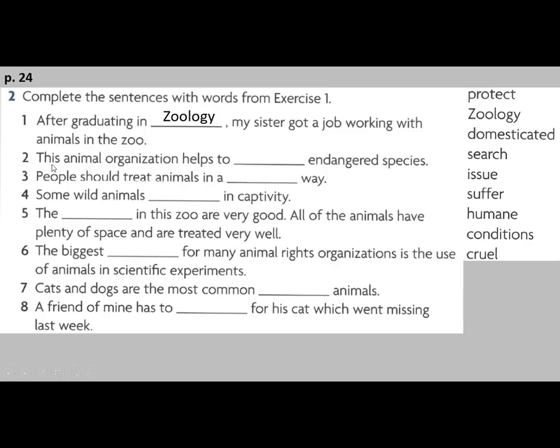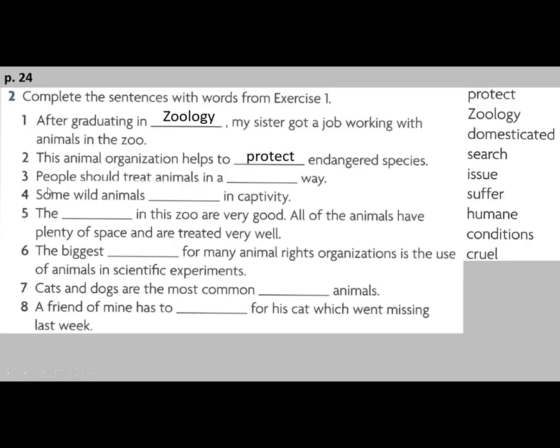Let's look at number 2. This animal organization. So there is an organization. Do you remember this word from the first page of the unit? They help to something. So we need a verb here. Endangered species. If you remember, endangered species are animals which are in danger, and this organization helps to protect. If you remember, protect means keep safe from danger. So it should be protect.